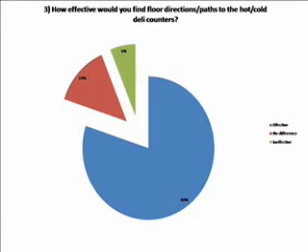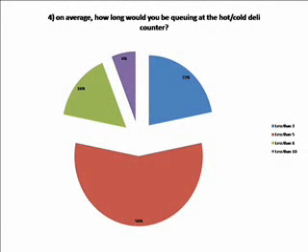The next one was, would you find paths or directions on the floor effective? A lot of people, over 80% of people who took the survey, said it would be very effective. The next one is how long on average you'd queue. Most people said less than 5 minutes, but when you're a busy student this can be quite a long time.